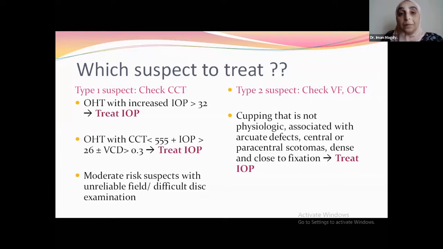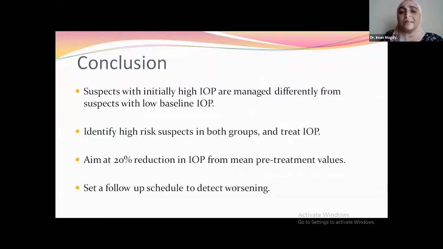In suspect type number two, the patients with a normal baseline IOP, we rely on the visual field. Cupping that is not physiologic and that is associated with arcuate defects, central or paracentral dense scotomas are better treated. We better treat the IOP. We better, of course, set the target pressure like Dr. Yasmin has nicely explained.